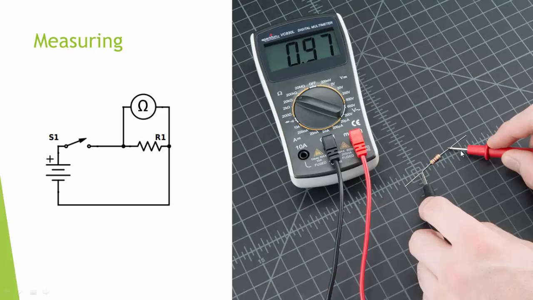So in this case, our measurement is 0.97. 0.97 what? Well, in order to figure that out, we have to go to the dial, and if we look closely, you can see K ohms. So that is 0.97 kilo ohms, or 970 ohms.